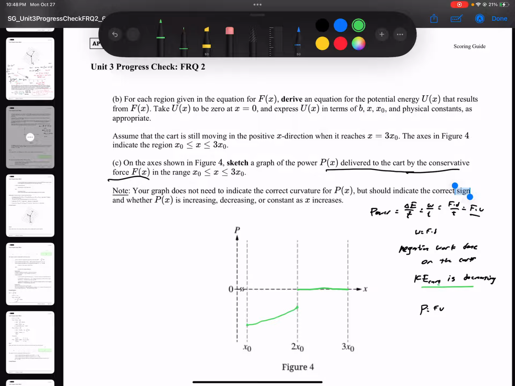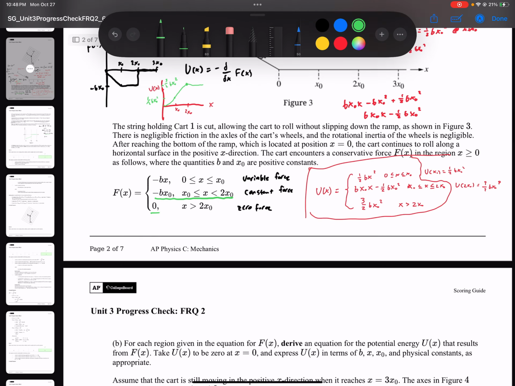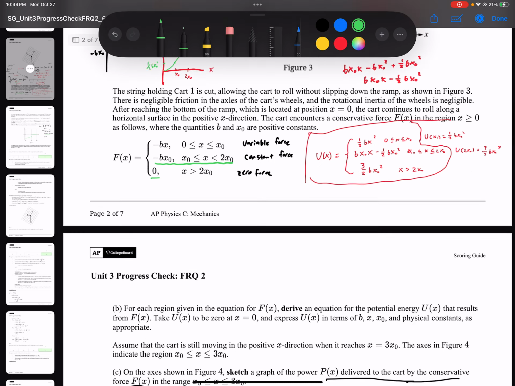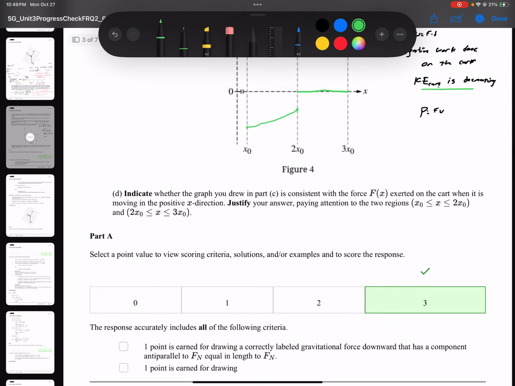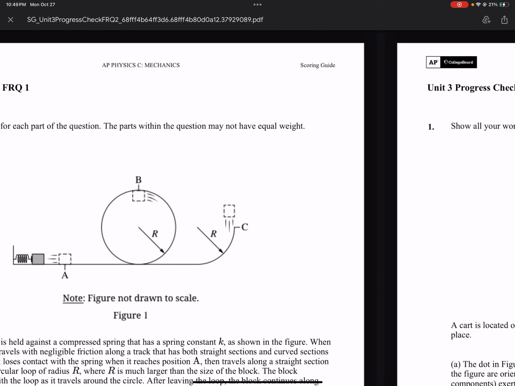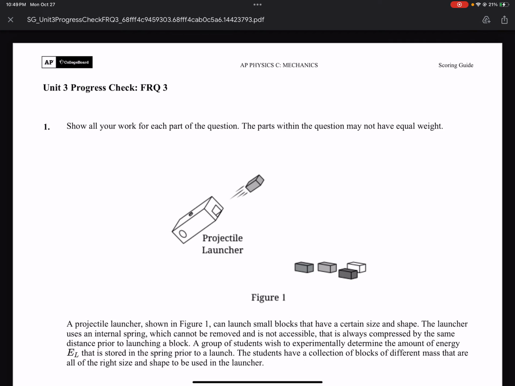Yeah, so the fact it has to be the correct sign, that's important, because we're looking at the power delivered to the cart by the conservative force, and we know that as the cart moves to the right, the force exerted on it is negative. All right, well, anyways, that's pretty much it for this one. And let's move on to number 3.